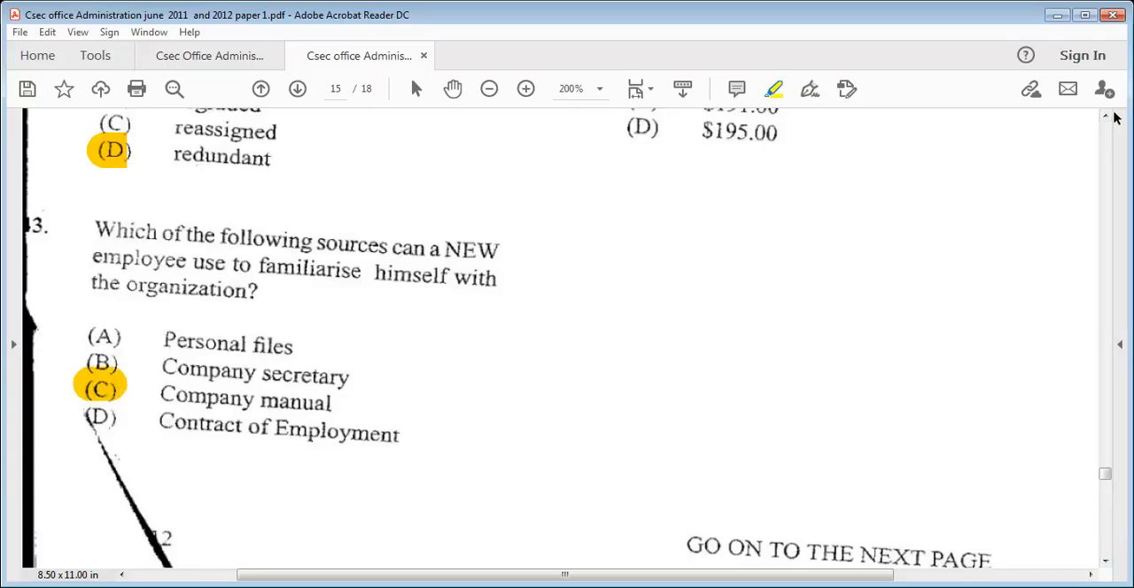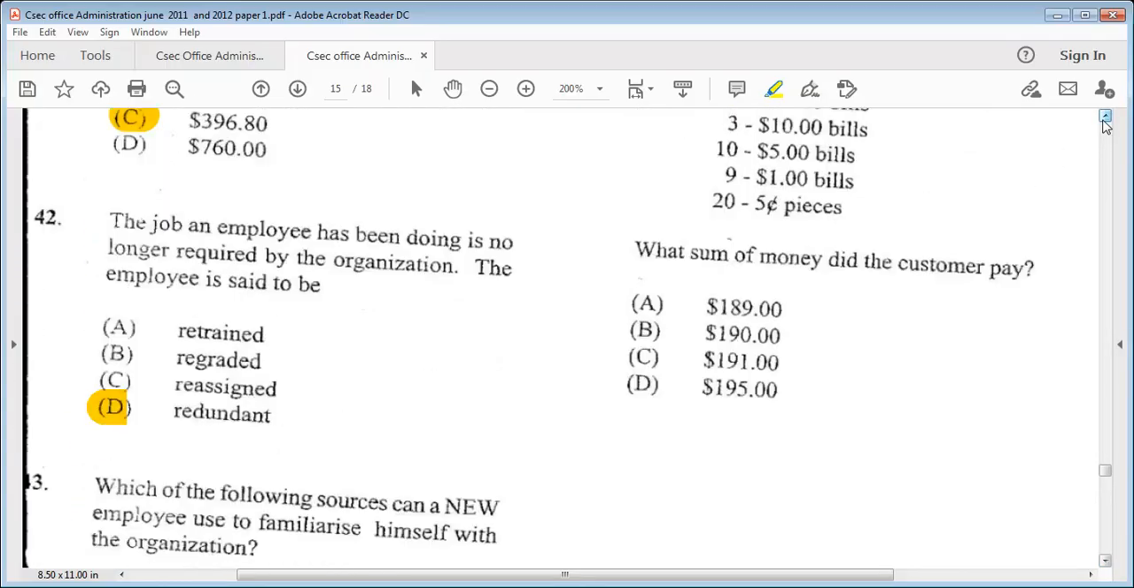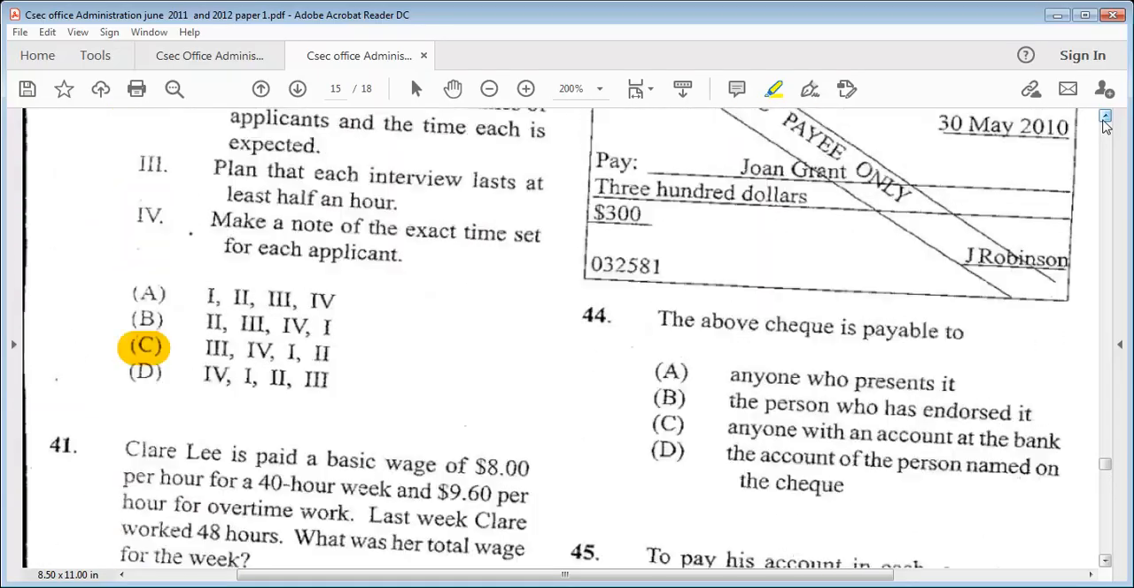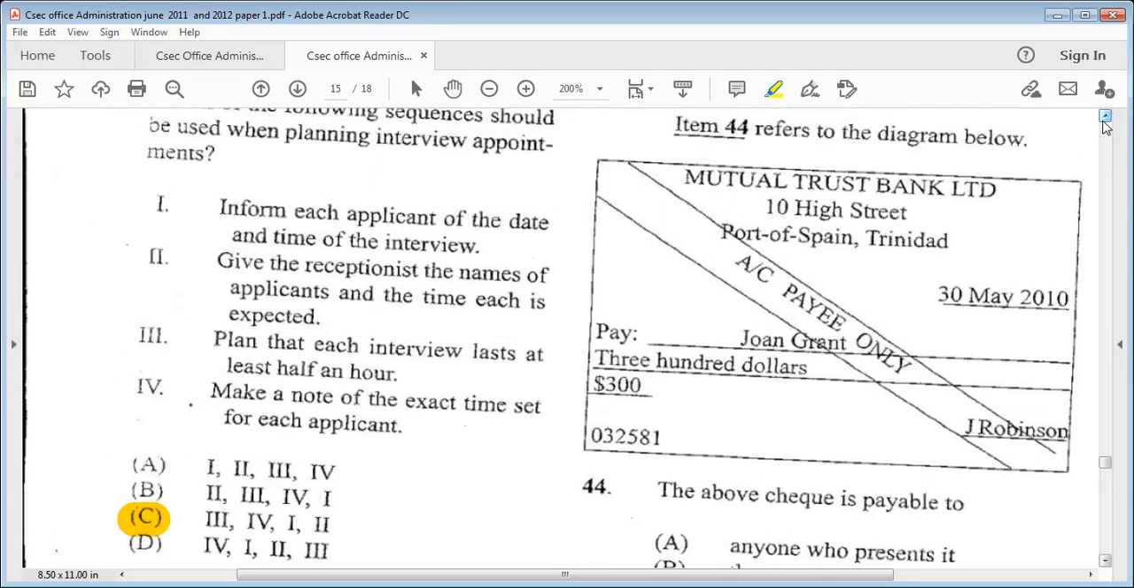Let's go on to question number 44. Okay, we have a diagram. So here we see Mutual Trust Bank Limited. We see the address, 10 High Street, Port of Spain, Trinidad. We have the date. It was paid to Joan Grant, $300. All right.